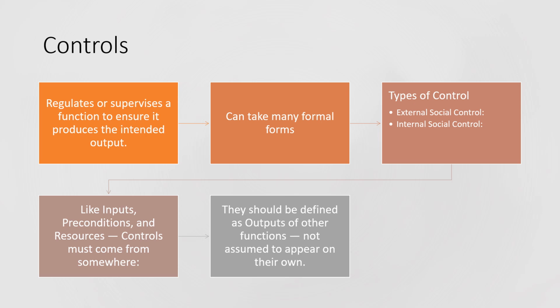There could be cultural norms. There are also internal social controls, which come from self-regulation or internalized expectations. Like inputs, preconditions and resources, controls must come from somewhere. They should be defined as outputs of other functions, not assumed to appear on their own. For boiling water, our control may be target temperature reached, defined by a thermostat.